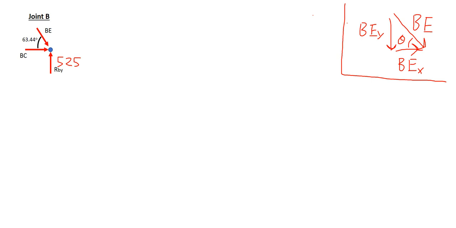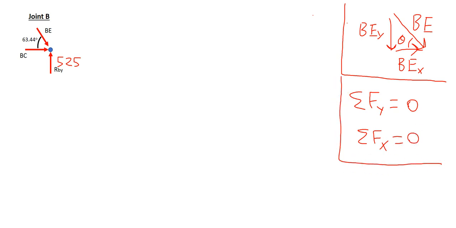If the arrows were drawn in the opposite direction, with the arrows pointing away from joint B, then they would be said to be drawn under tension. In order to solve for the missing forces, we can use our equations for static equilibrium. And those are the sum of the forces in the y direction is equal to 0, and the sum of the forces in the x direction is equal to 0.